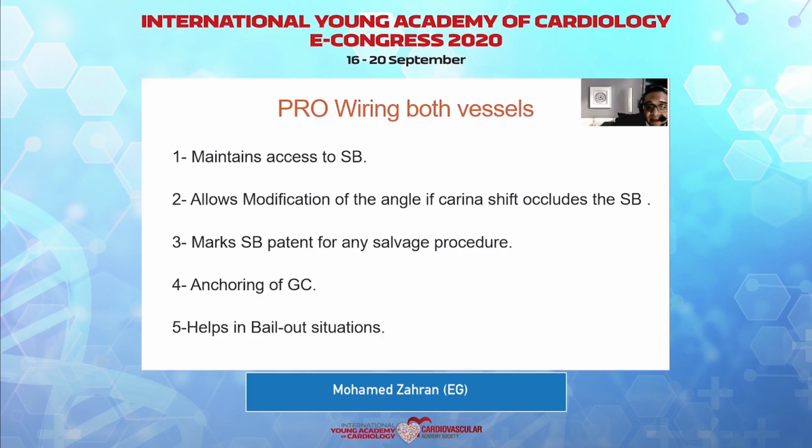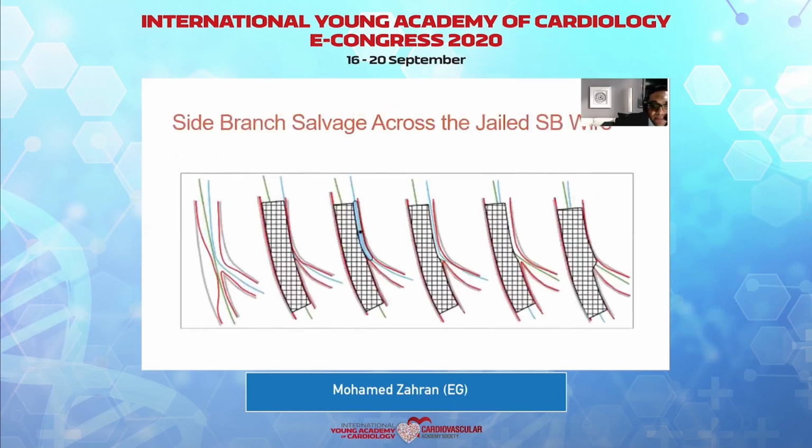It marks the side branch patency in case of any salvage procedure, as we will see later, and it helps you to anchor your guiding catheter, and it can help you in many, many bailout situations. As you can see, this is one of them.